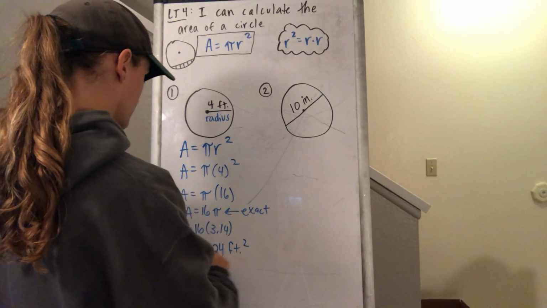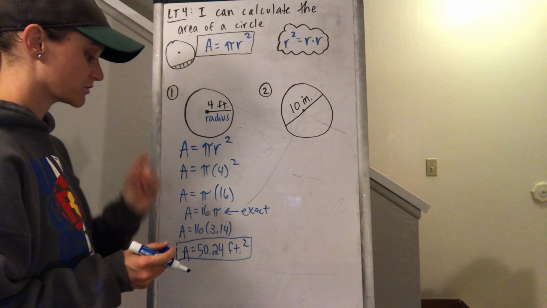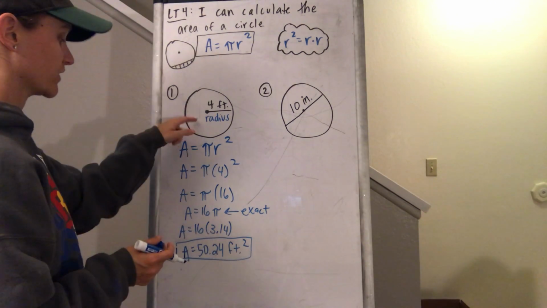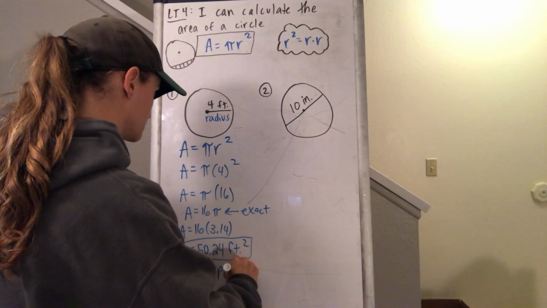And it's saying that there's a little over 50 little squares that are 1 foot by 1 foot that fit inside that circle. Okay, remember this is called the approximate answer.